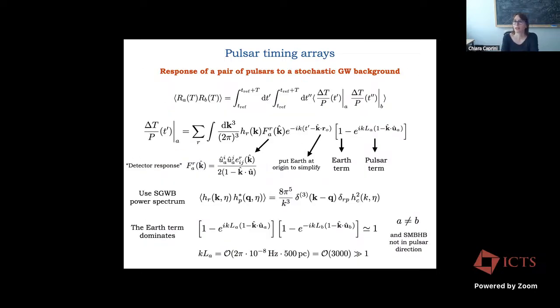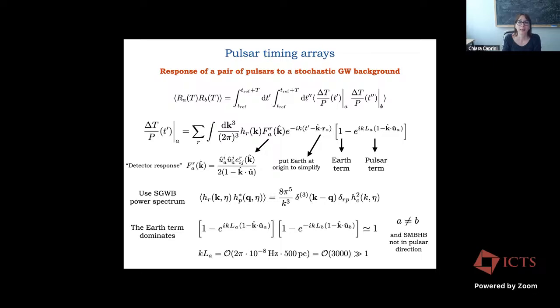And I cross-correlate them. Okay, so that's the quantity. So we have two time integrals, and we have the shift at time t prime for pulsar A, and the shift at time t double prime for pulsar B.